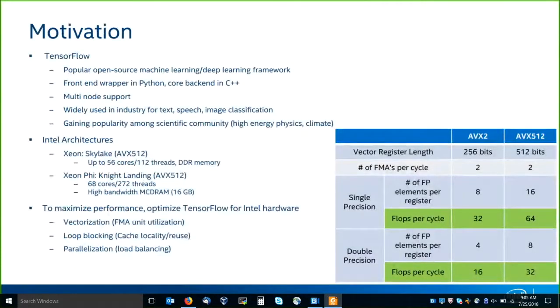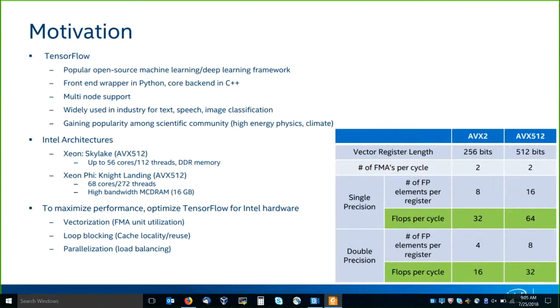So as people may know already, TensorFlow is a popular open source machine learning and deep learning framework. I think it was originally developed at Google and then open sourced back in 2015. It's widely used in the industry for several applications such as image classification, speech translation, and text recognition.